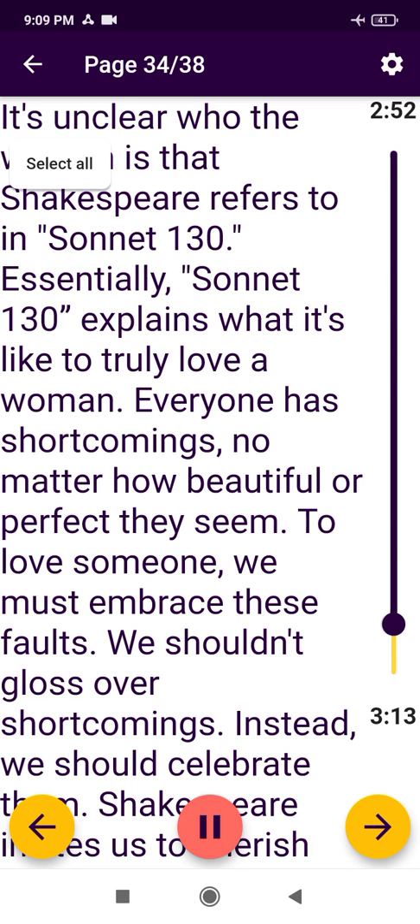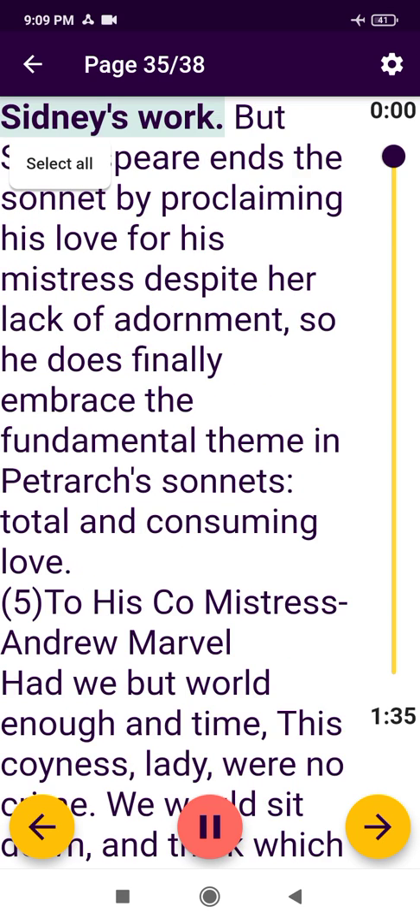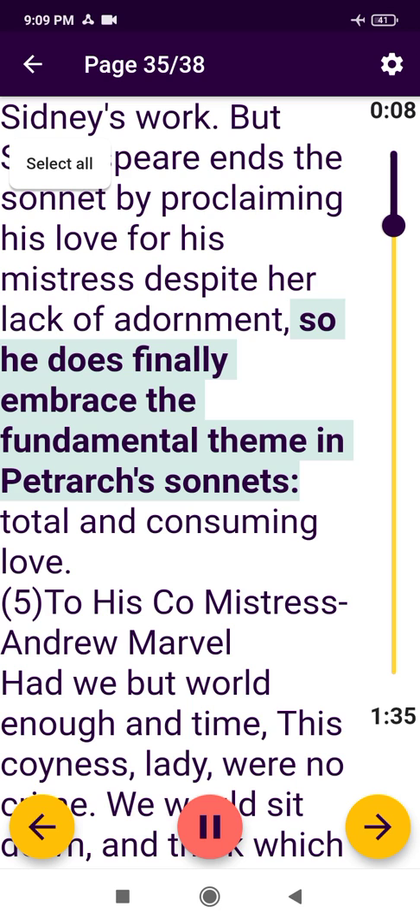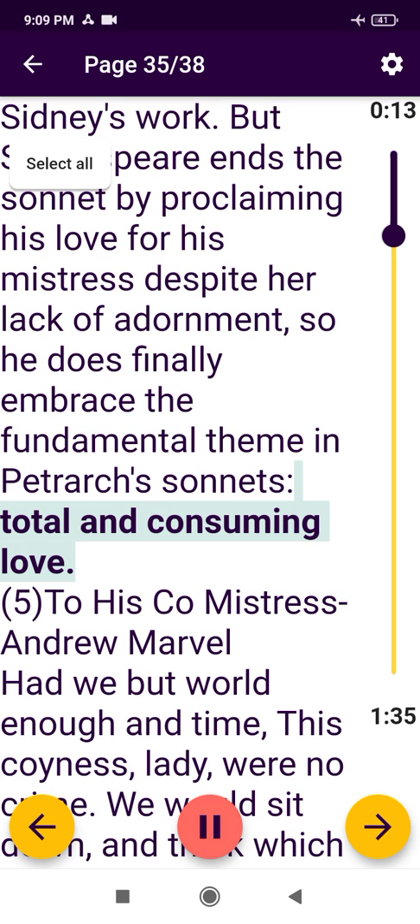Being beautiful on the inside, then, makes her more special than the other women who feature in Elizabethan sonnets. Thus, Shakespeare is using all the techniques available, including the sonnet structure itself, to enhance his parody of the traditional Petrarchan sonnet typified by Sidney's work. But Shakespeare ends the sonnet by proclaiming his love for his mistress, despite her lack of adornment, so he does finally embrace the fundamental theme in Petrarch's sonnets: total and consuming love.